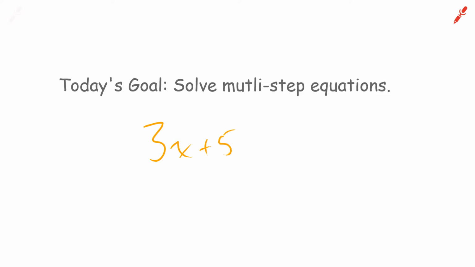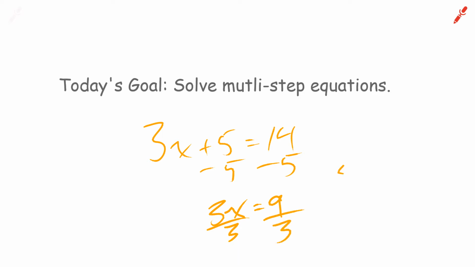3x plus 5 equals 14, minus 5, minus 5. 3x equals 9, divide by 3, divide by 3, x equals 3.